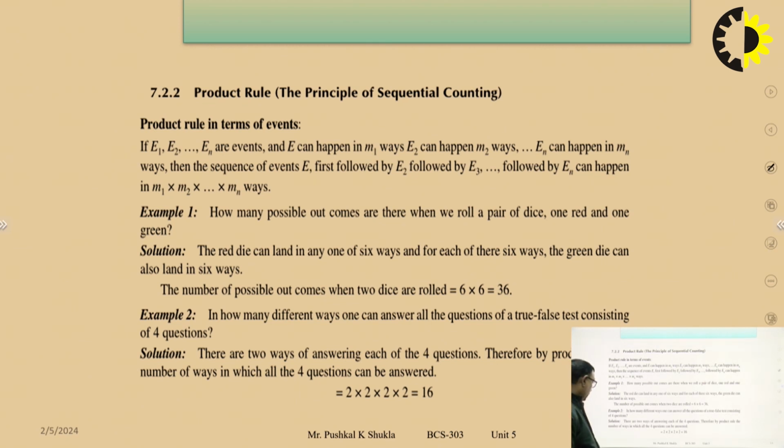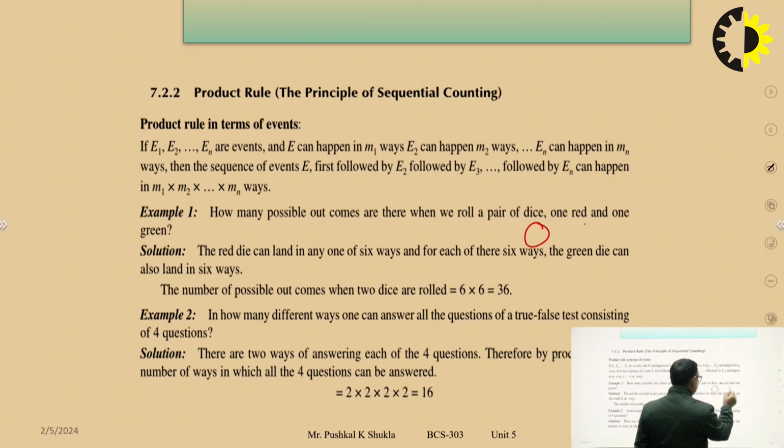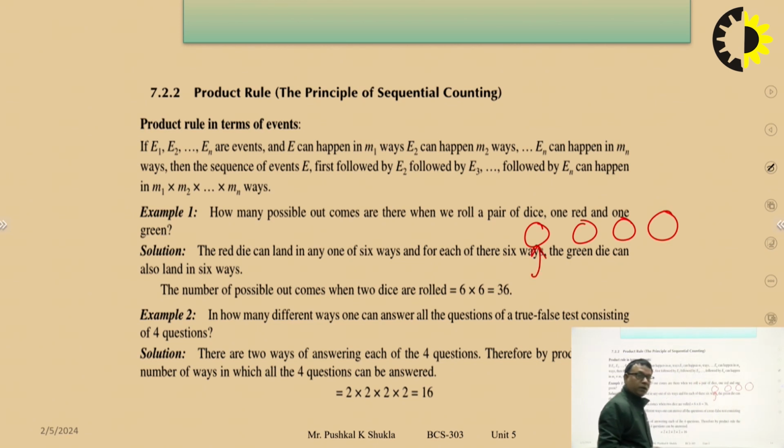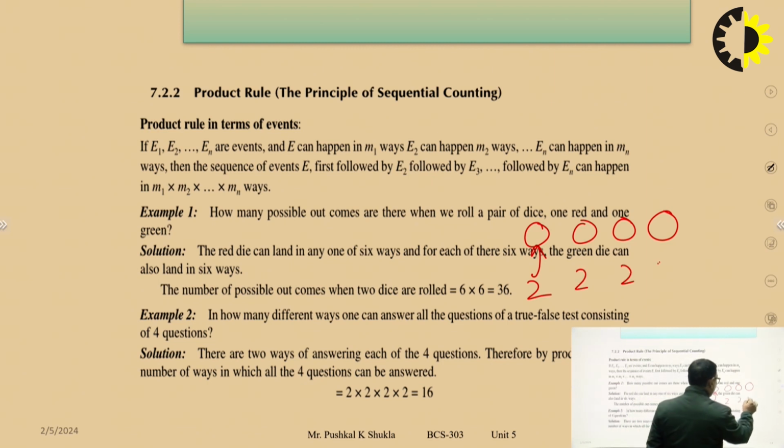Another example: in how many different ways can one answer all the questions of a true-false test consisting of 4 questions? So 4 questions are there. For true and false, 2 possibilities are there. So the possibilities are 2, again 2, 2 and 2. So the product rule is going to apply. So the total number of ways is 16.